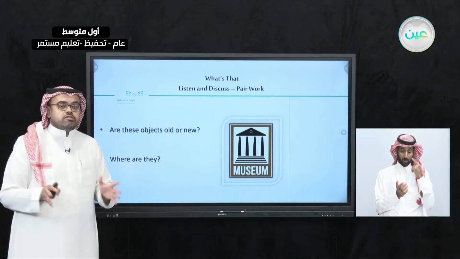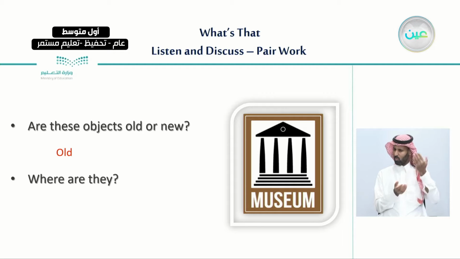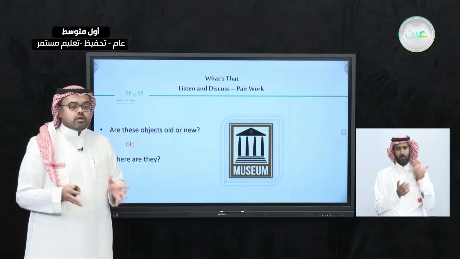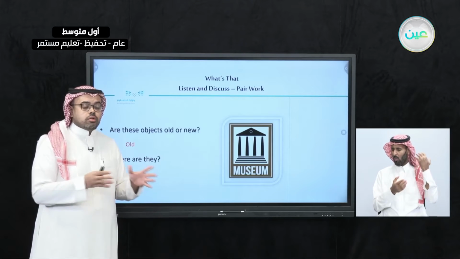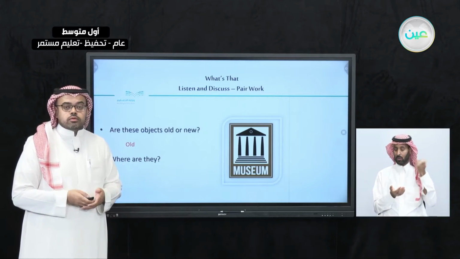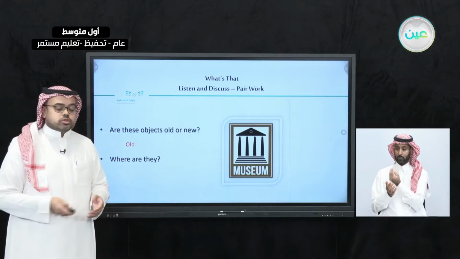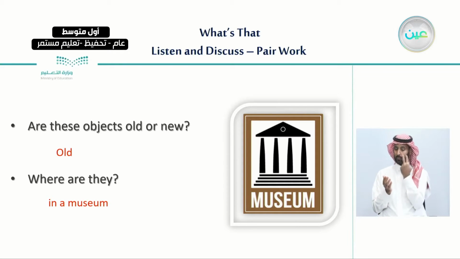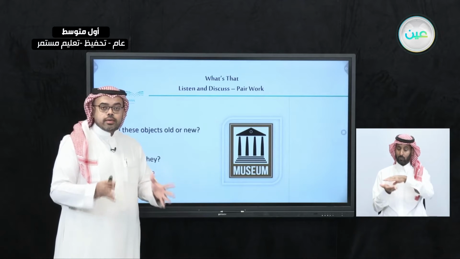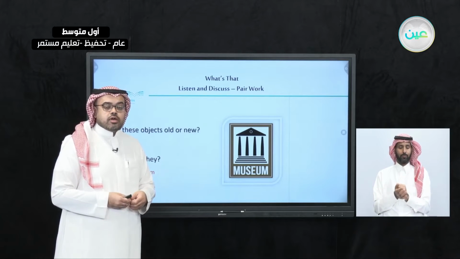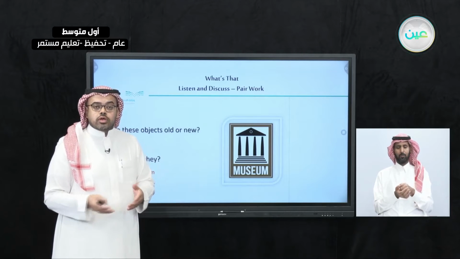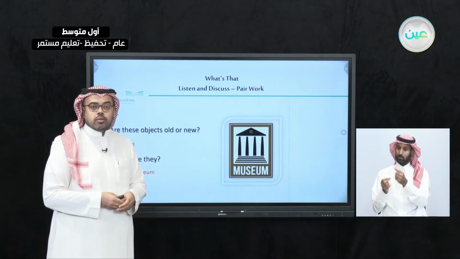So of course, these objects are very old. Can you think or imagine where they are? Where do people usually put the old objects or old things that are no longer used? Very good. They are usually put in a museum. A museum is usually a place to keep old objects, maybe something that has a memory or has a story.